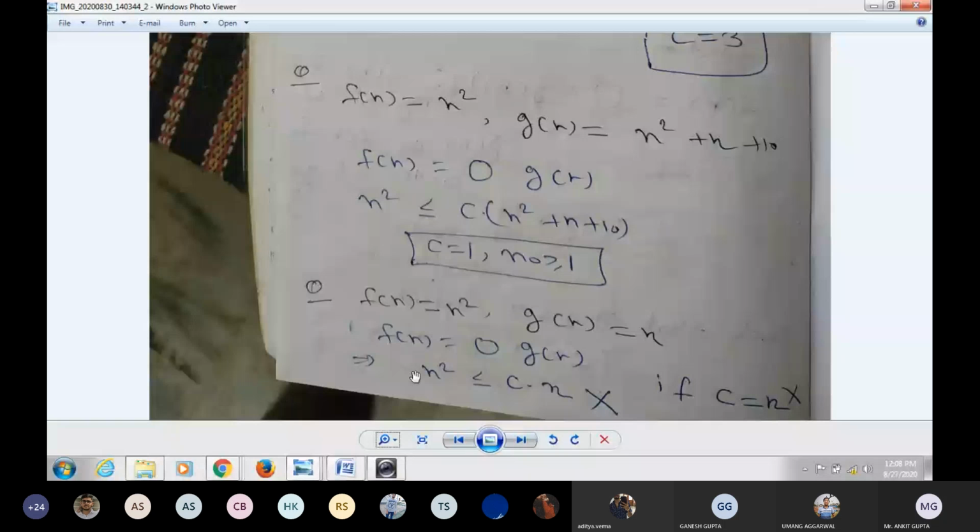Is it clear? So f(n) is not order of g(n), because the condition will never be true if I take c as a positive constant. If I take c as n, then n into n is n square and the condition can be true, but the value of c should not be a function. n is a polynomial function, so it cannot be. I have to take c only as a positive constant. Did you get this?